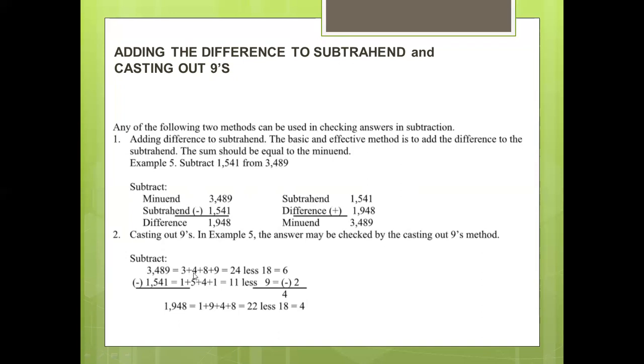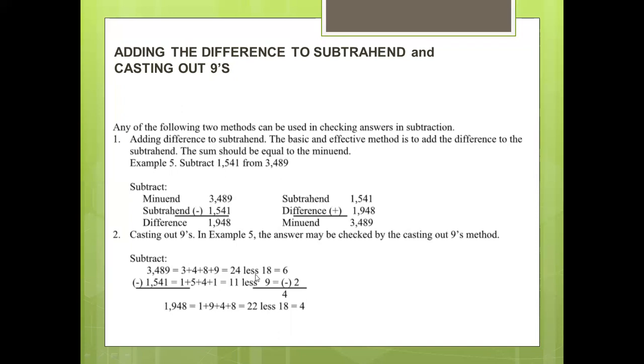So 3 plus 4 plus 8 plus 9 is equal to 24. And we will add 1,541. 1 plus 5 plus 4 plus 1 is equal to 11. So we will be using the casting out nines method. In 24, how many nines do we have? Only 2. And 9 plus 9 is equal to 18. So 18 is our casting out 9 number.